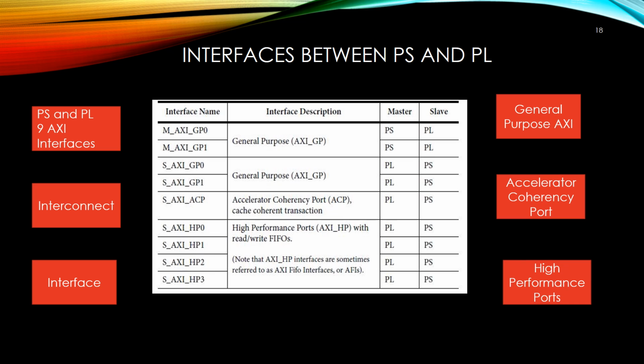High-performance ports. There are 4 high-performance AXI interfaces, which include FIFO buffers to accommodate bursty read and write behavior, and support high-rate communications between the PL and memory elements and the PS. The data width is either 32 or 64 bits, and the PL is the master of all 4 interfaces.